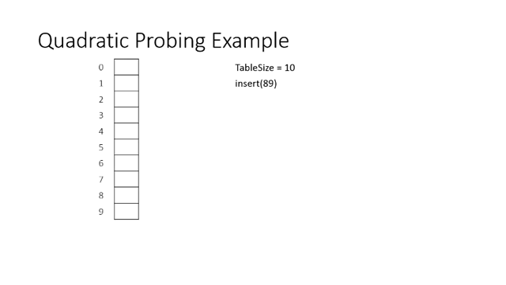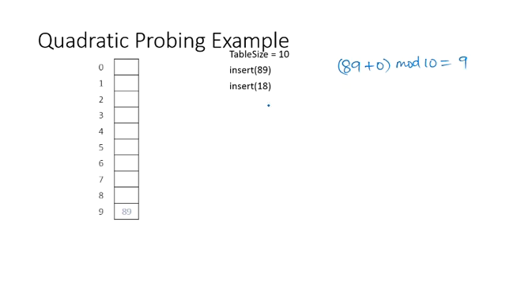Let us use the table size 10. Now I want to insert 89. There is no collision, so 89 mod the table size 10 will be 9. The next one is 18. Again, no collision, so 18 mod 10 gives 8. So 18 will be stored in the 8th position.